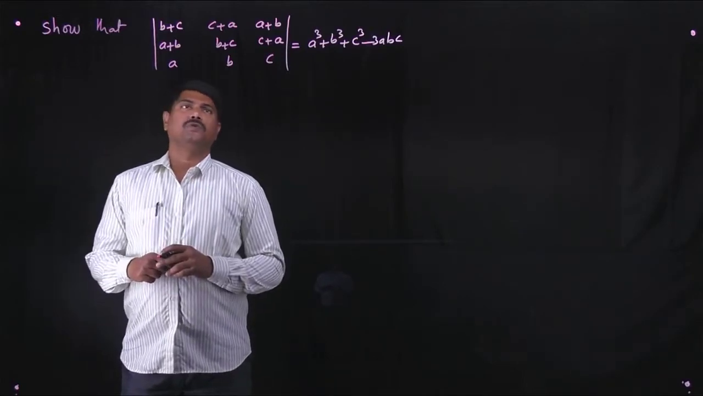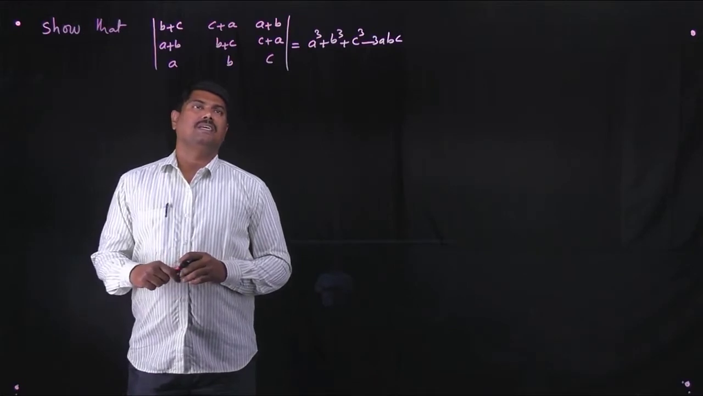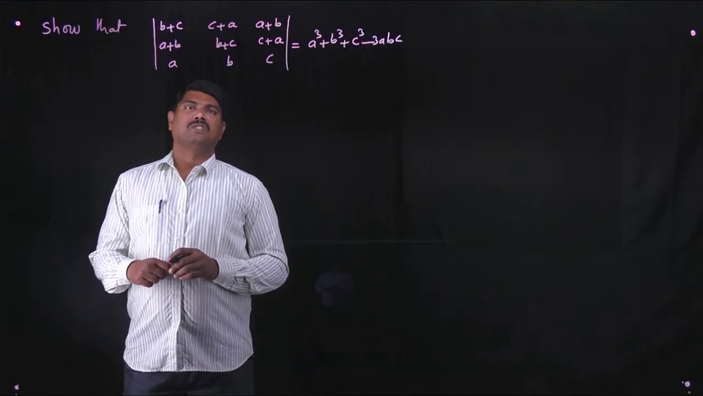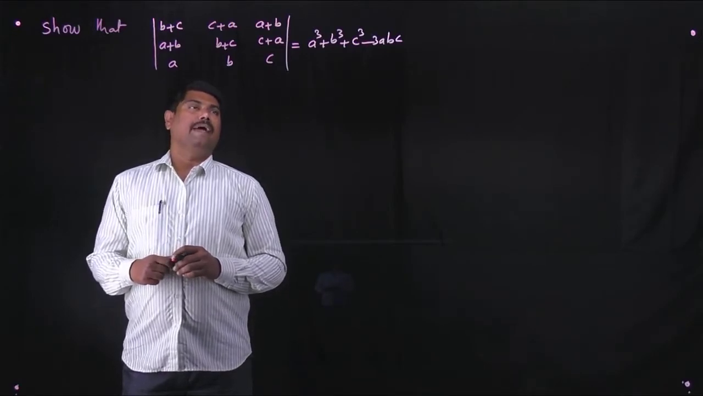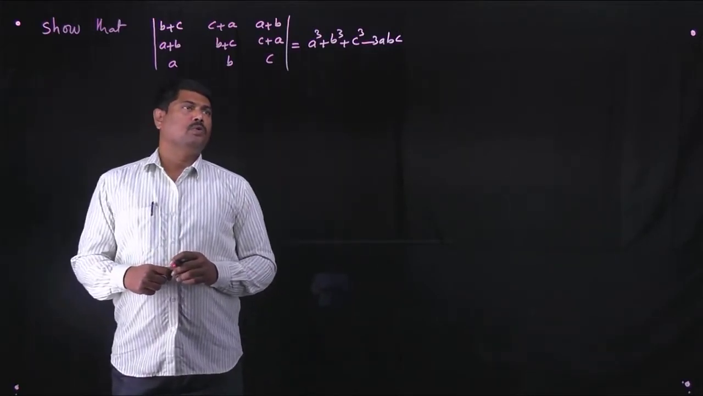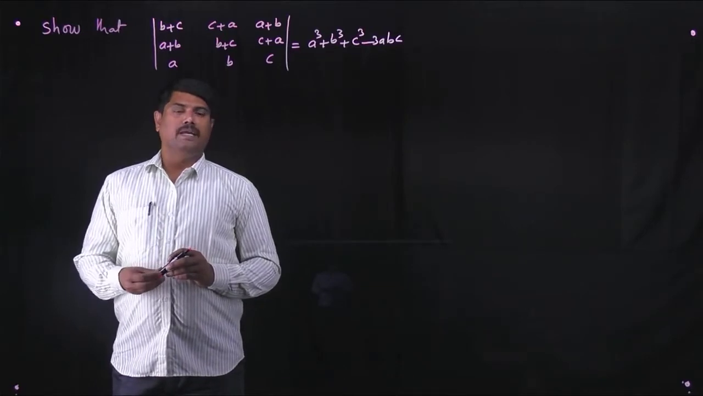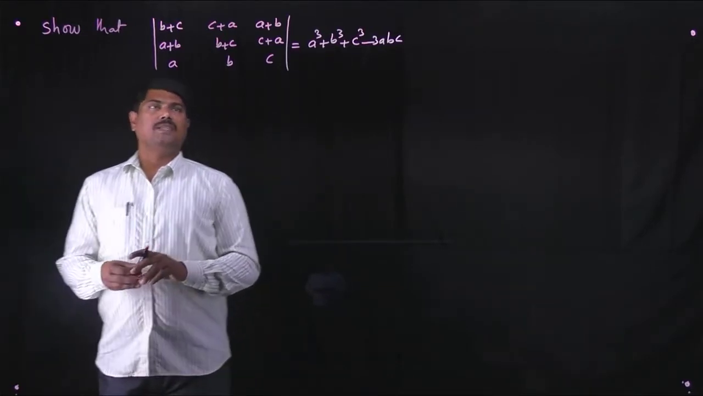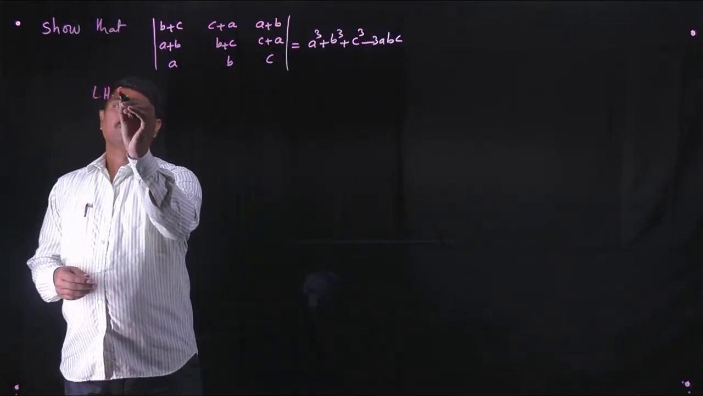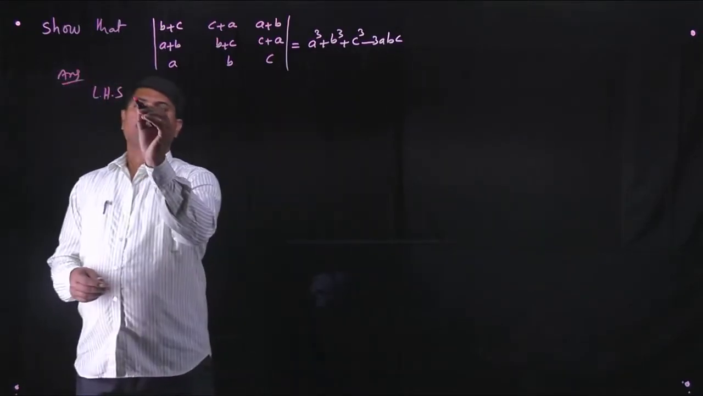They are asking to verify the determinant with first row b plus c, a plus b, a plus b, second row b plus c, c plus a, and third row a, b, c. Its value is a cube plus b cube plus c cube minus 3abc. We are going to verify this determinant value. For this, let us start the answer by considering the LHS part. So what is the LHS?